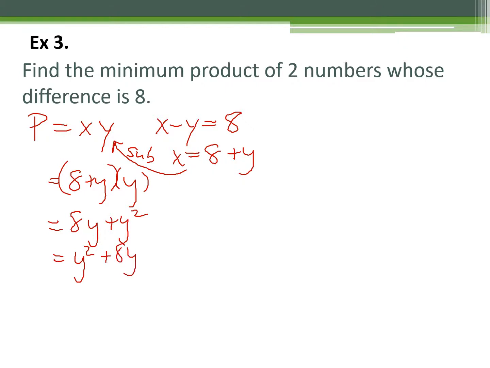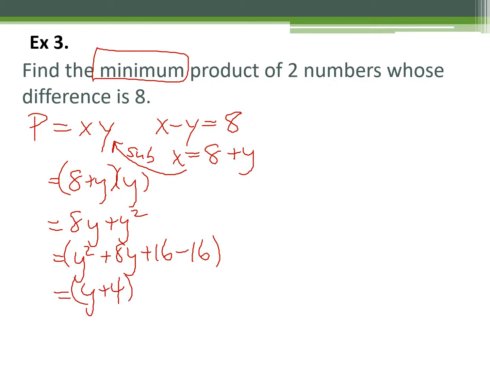Now it doesn't really help us yet. We're getting there though. Keyword, minimum or maximum. I see minimum. I know I need the vertex. That currently is not in vertex form. I need to complete the square. What is a half of 8? 4. What's 4 squared? 16 minus 16. And if you want, you can put that all in brackets. That's going to factor to y plus 4, all squared, and minus 16.